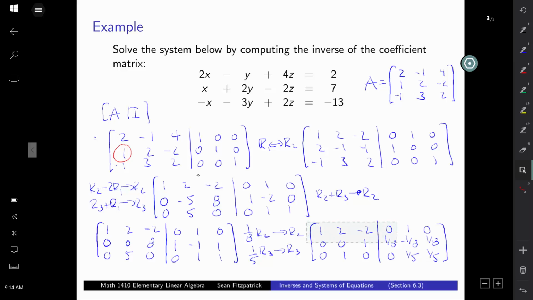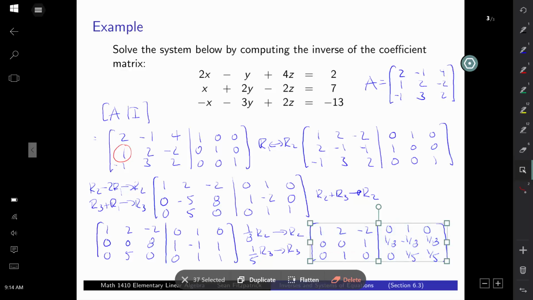Let me see if I can copy this, because we're going to need another page.